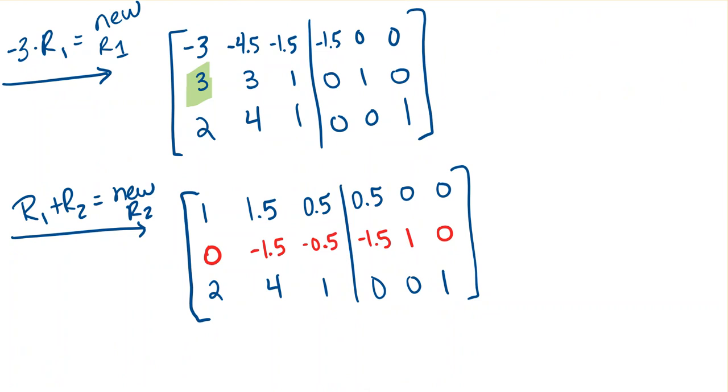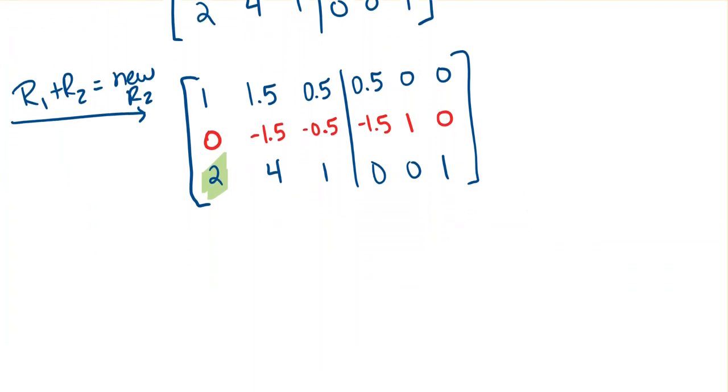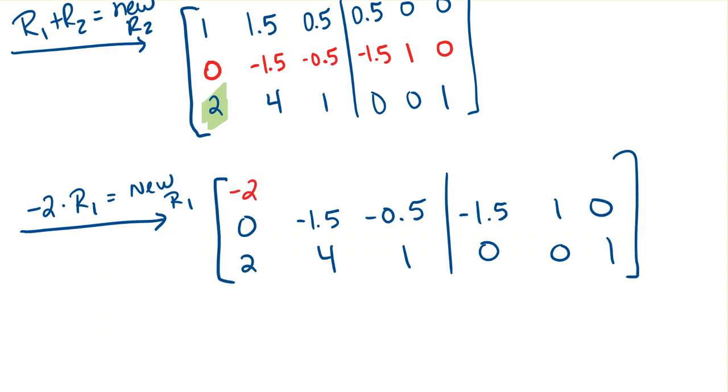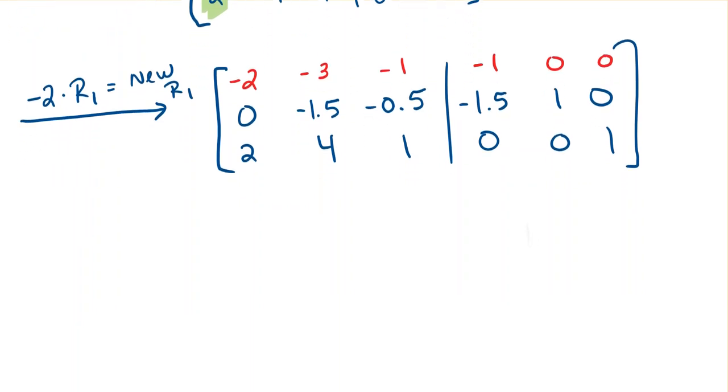So we rewrote row 1. Now our goal is to make this into a 0. We'll do it in a similar way. This row 1 times -2, rewrite that, add to row 3 now, and that will become our new row 3. -2 times row 1 gives these entries: -2, -3, -1, -1, 0, and 0. And row 2 and row 3 remain the same at this point.